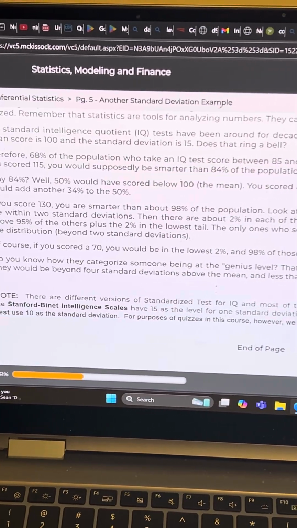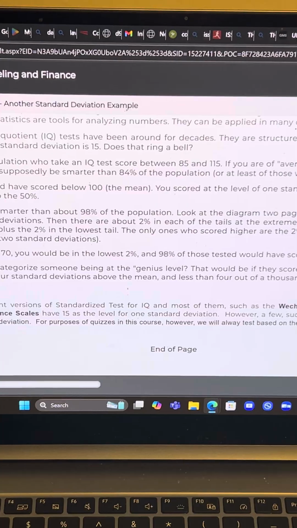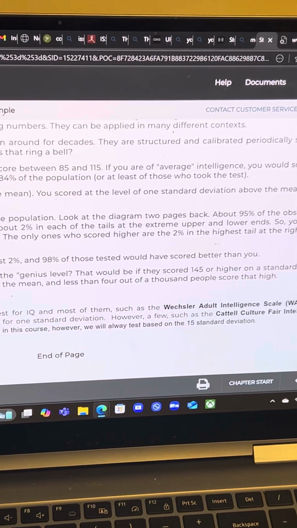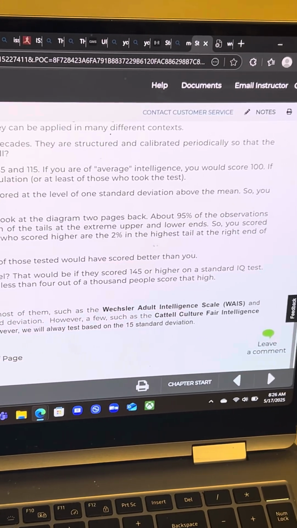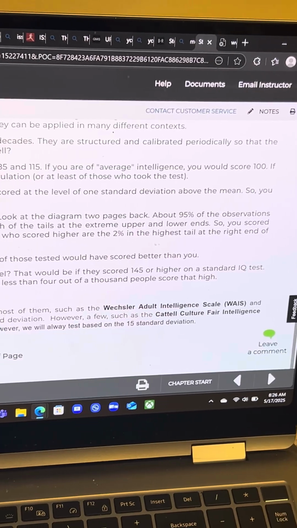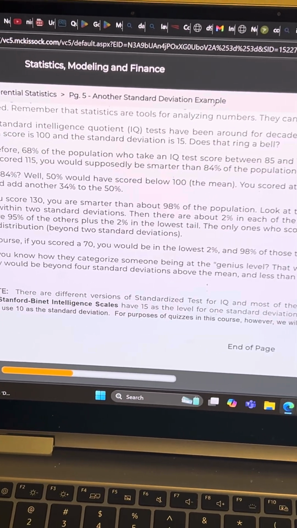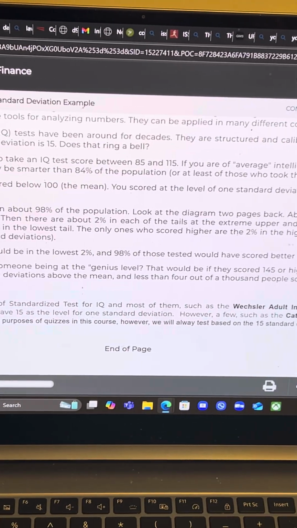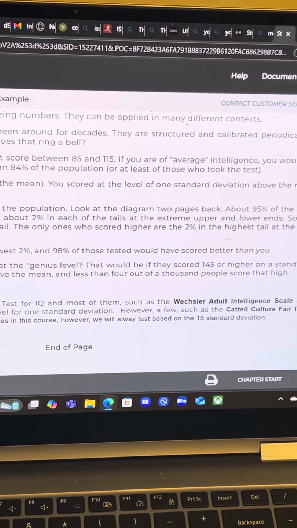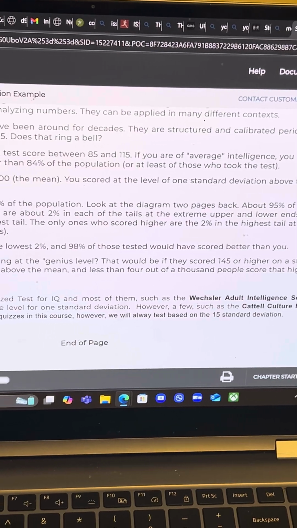Do you know how they categorize someone being at the genius level? That would be if they scored 145 or higher on a standard IQ test. They would be beyond 4 standard deviations above the mean, and less than 4 out of 1,000 people score that high.